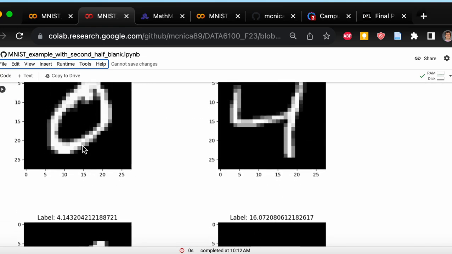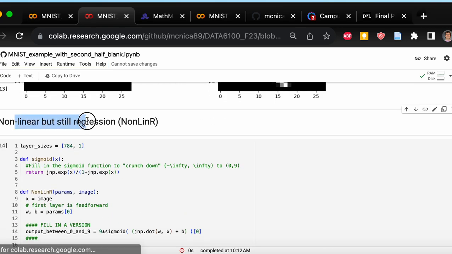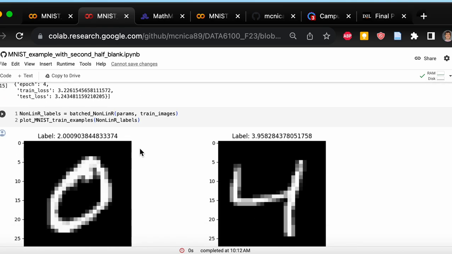So load the data set, train test split, create our functions, linear regression, training loop, training for 2 epochs. This was linear regression, right? We had things like -3 for our labels. And then we said, let's do some nonlinear regression. And nonlinear regression, we trained it for 4 epochs. And we got labels like this.